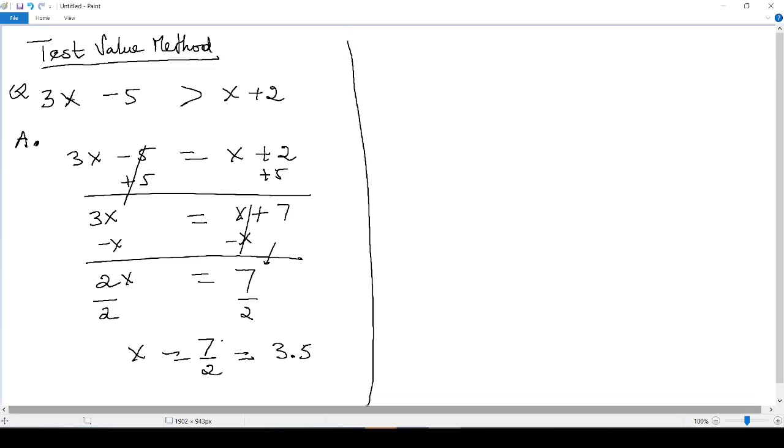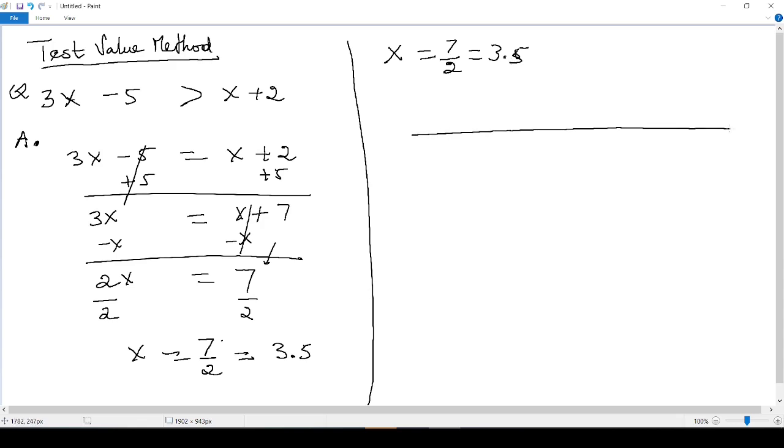Now, our border value is 7 over 2 or 3.5. You can write it the way you want. And now, next we do our number line.